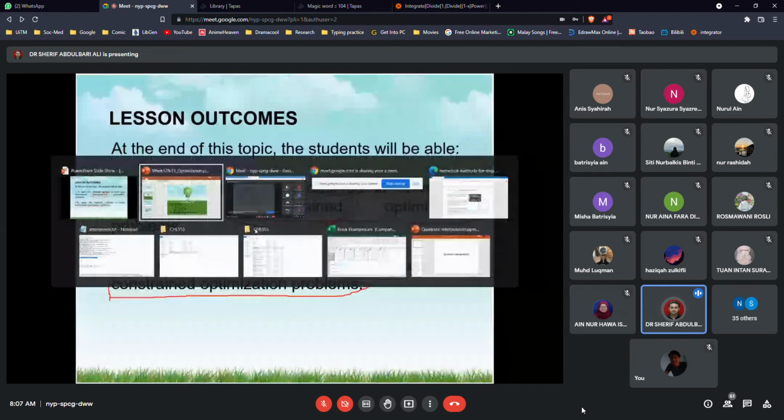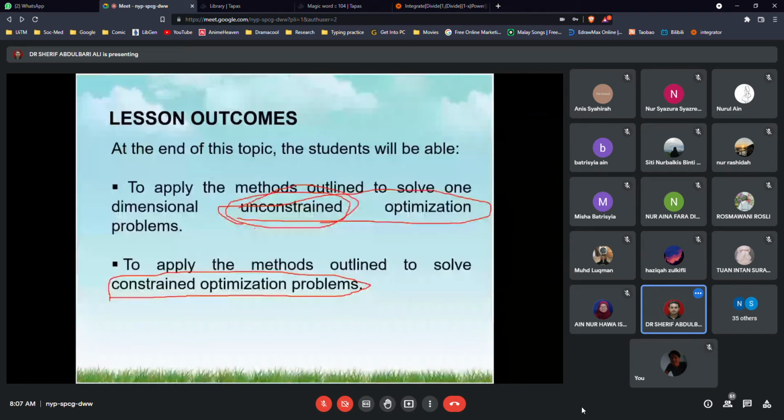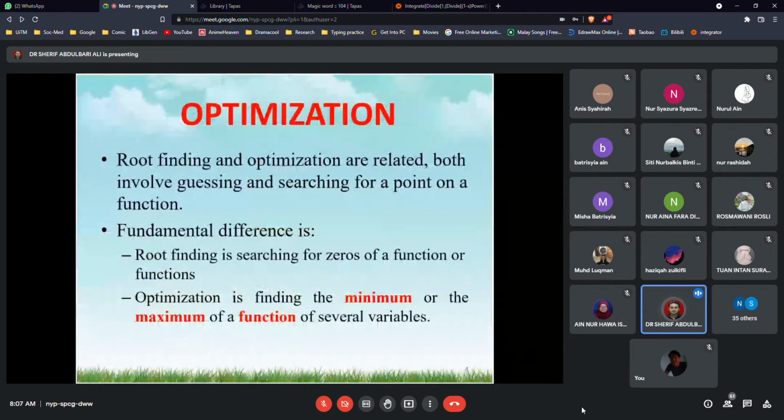So actually, what is optimization before we start? We already have done something like optimization during week 3 and week 4, when we were trying to find the roots of the equation. So roots of the equation and optimization use somewhat the same techniques. Some of the methods you are going to use are exactly the same, like Newton's method. There's a difference between them.